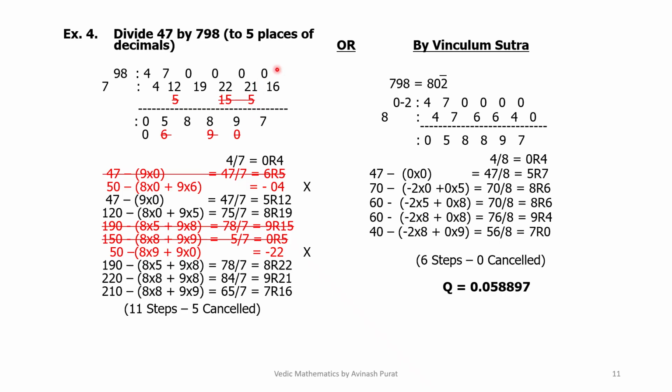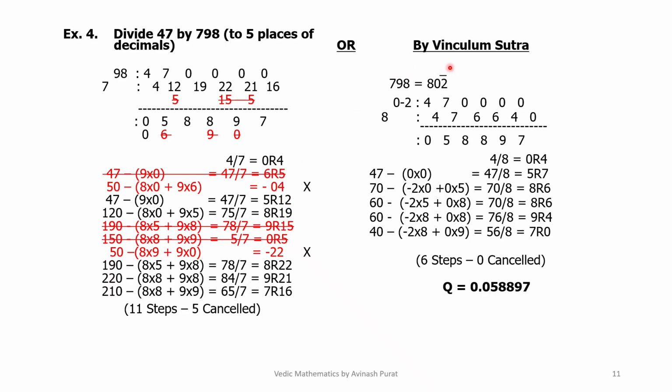So 210 minus 8 into 8 plus 9 into 9, that is 81 plus 64, that is 145. 210 minus 145 is 65 by 7, that is quotient is 7 and remainder is 16. Now there are 11 steps in this and 5 of them are cancelled.